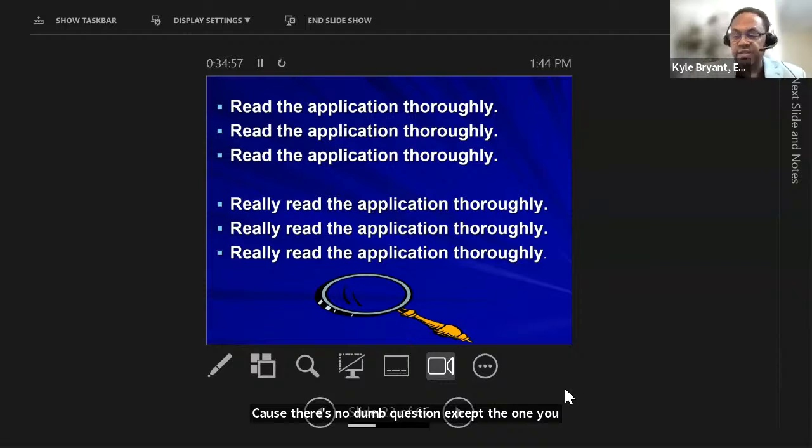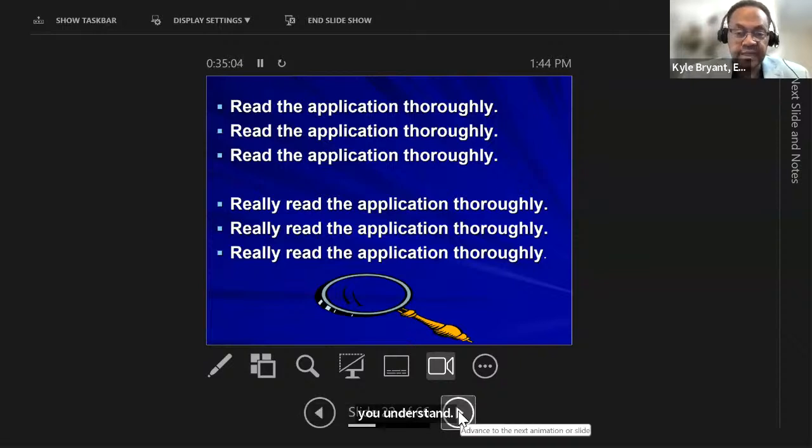So read the application thoroughly and make sure you understand what it is that they are funding, because they try to put it in plain English. But oftentimes, if you have some nuance to your project you just need clarification on, and you just can't figure it out by what you've read, reach out to the project officer of that solicitation.